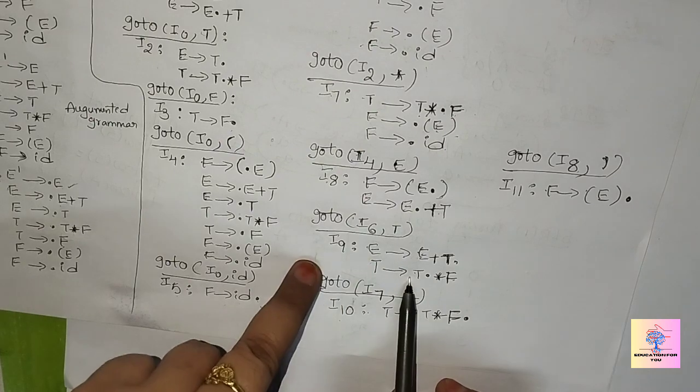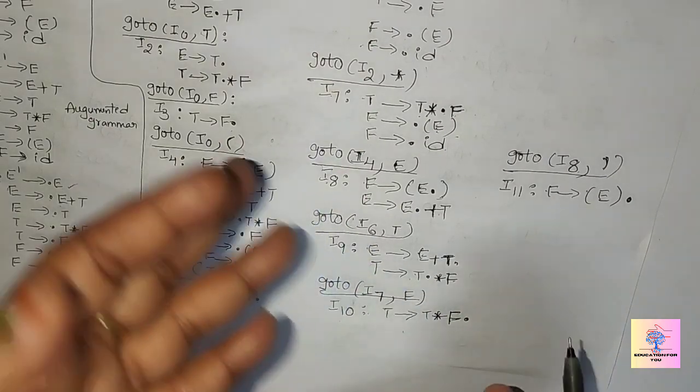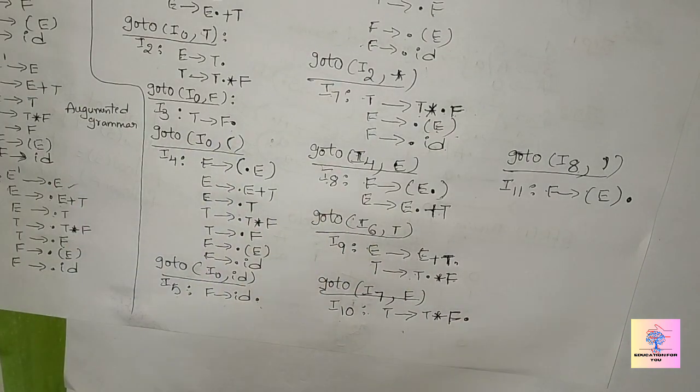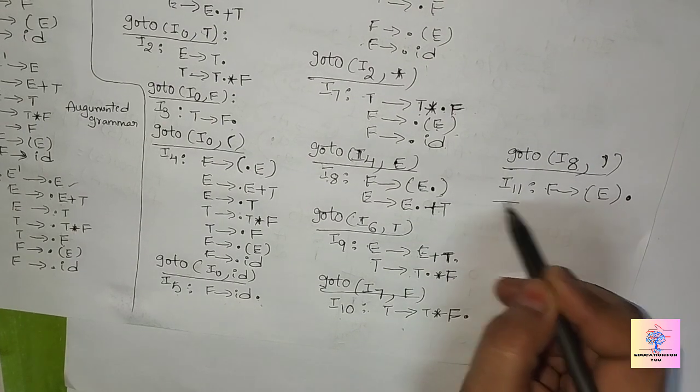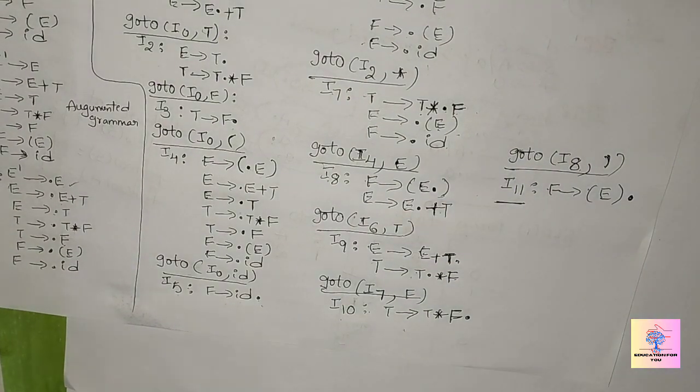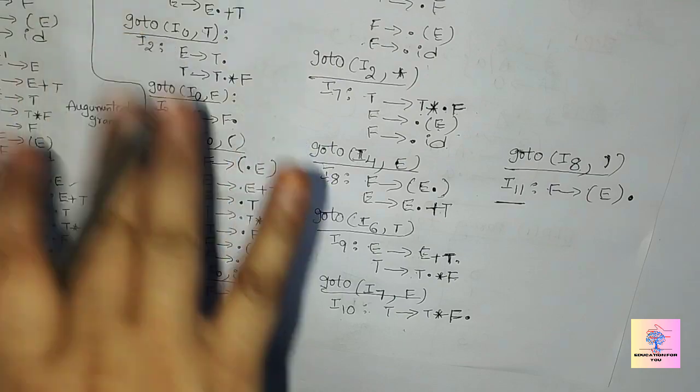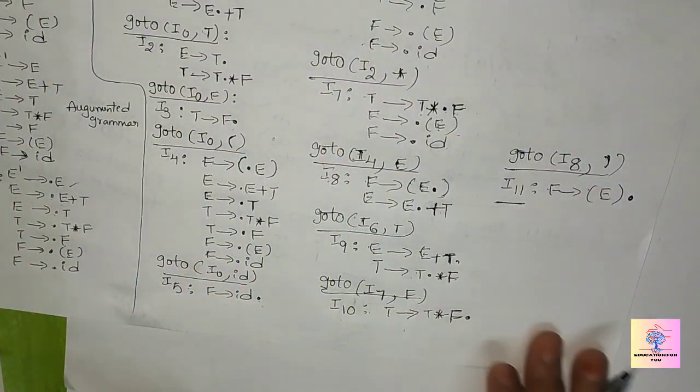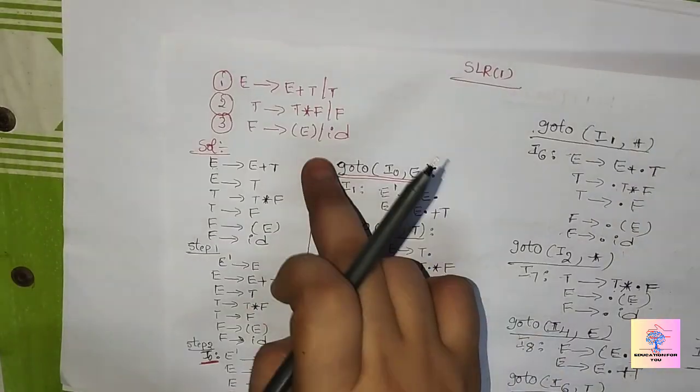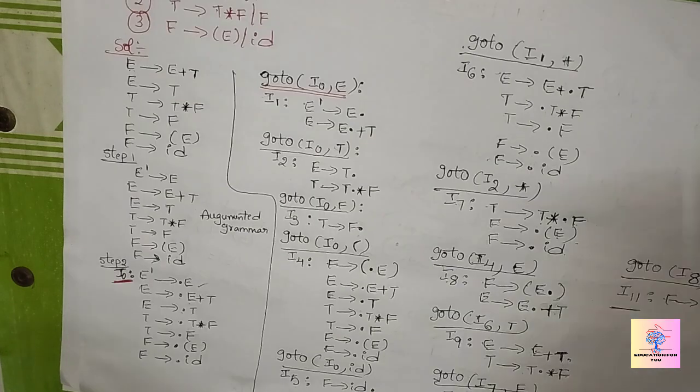Now if you take I9 and I10, you will get the previous states only. So how many states did we get finally? I11. This is nothing but finding the states by taking this grammar. Hope you understand. Thank you.